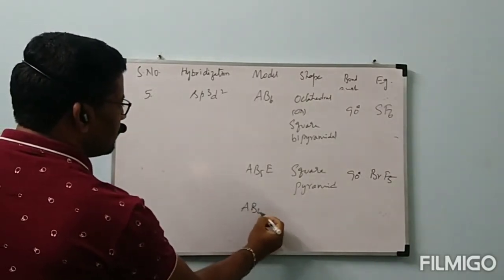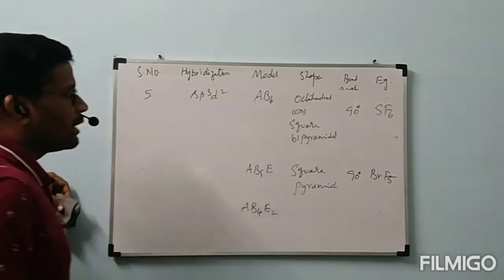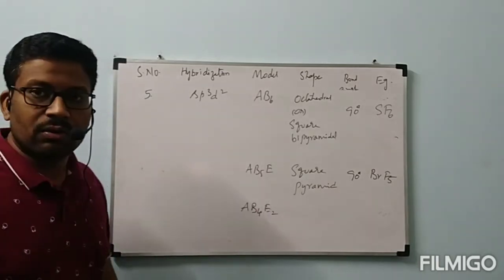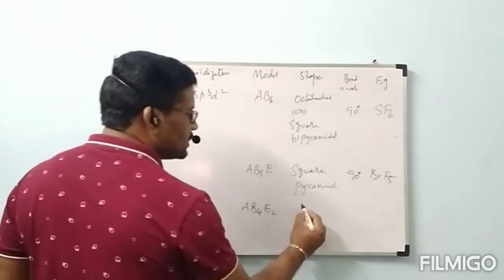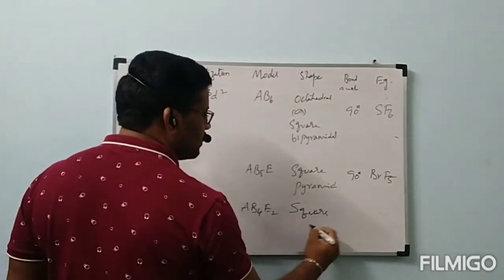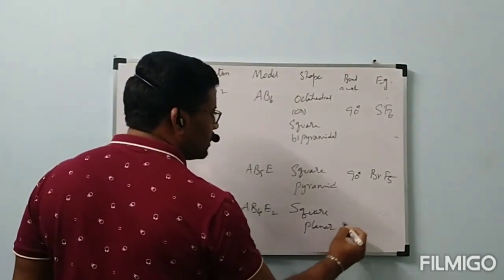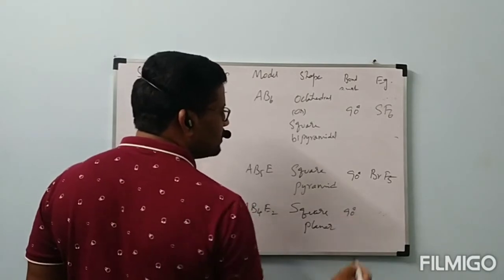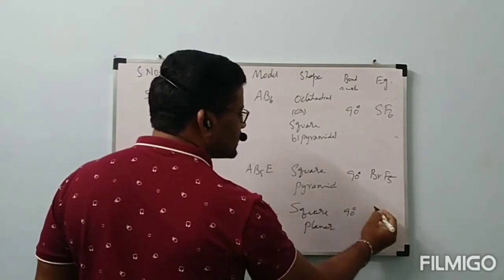AB4E2 means 4 bond pairs, 2 lone pairs. Then the shape is square planar. Square planar bond angle is 90 degrees only. Example is XeF4.